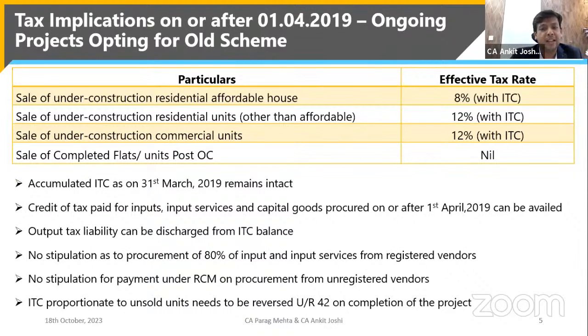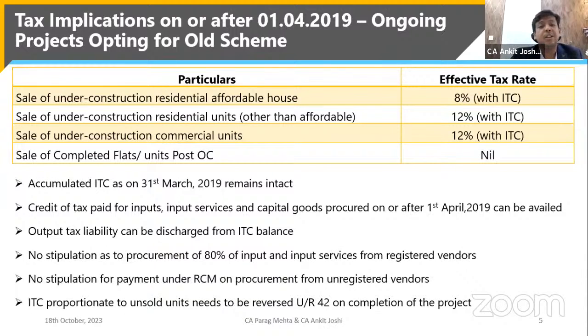So what happens to the ITC in this case? If you are opting for the old scheme, then all your ITC as on 31st March 2019 remains intact. Even after that, any ITC that has been availed after 1st April 2019 in respect of input, capital goods or input services, the same can still be availed. Here, the assessee will still have the option to discharge its liability through the ITC balance, whatever is available.